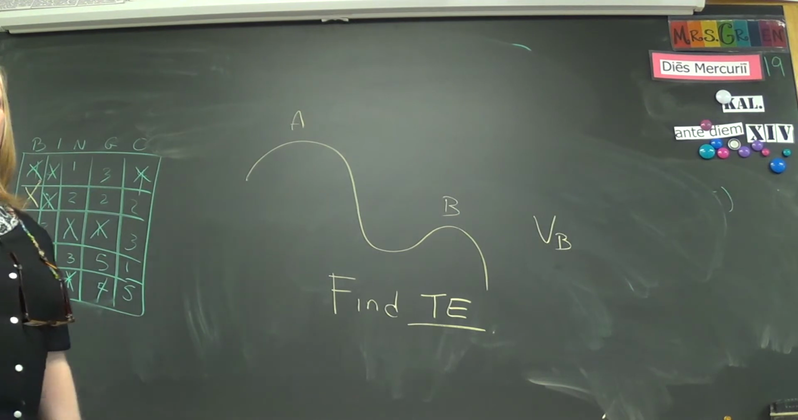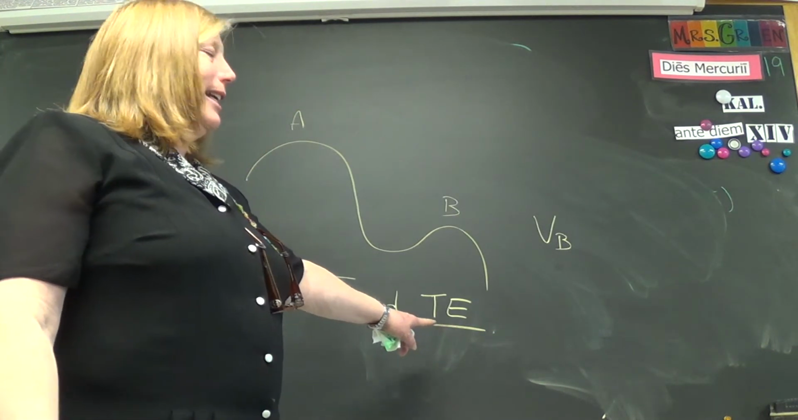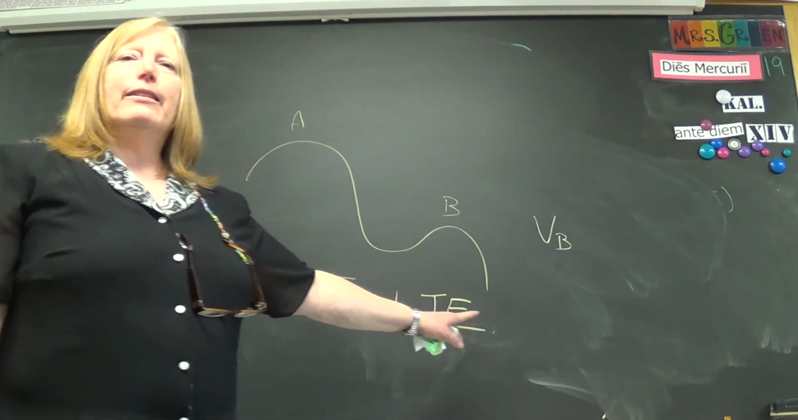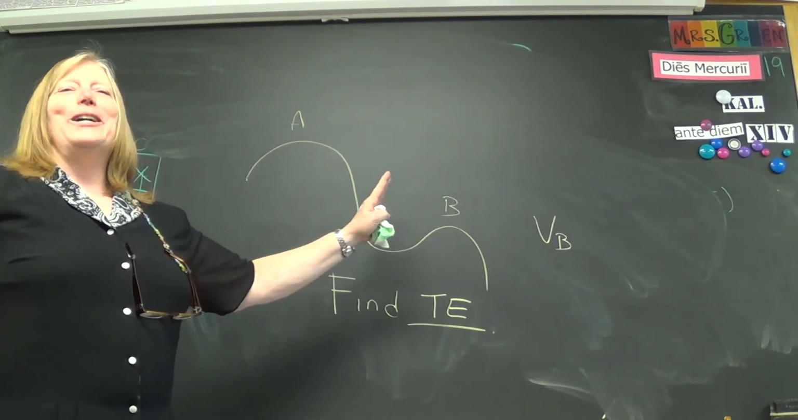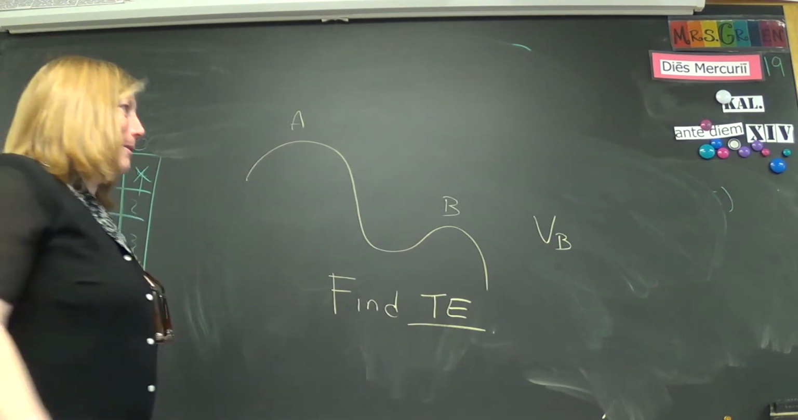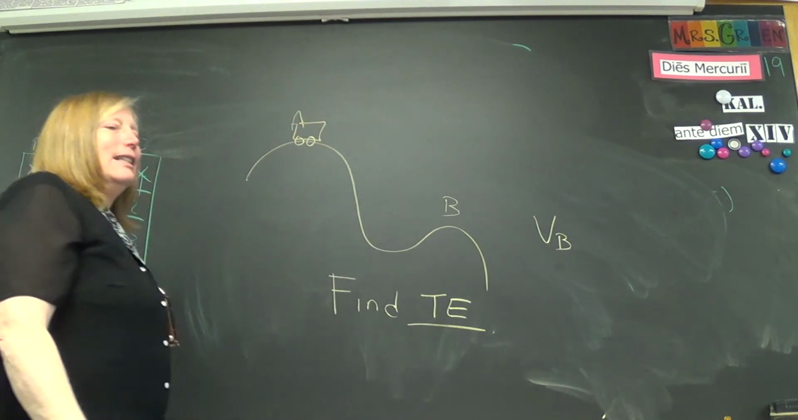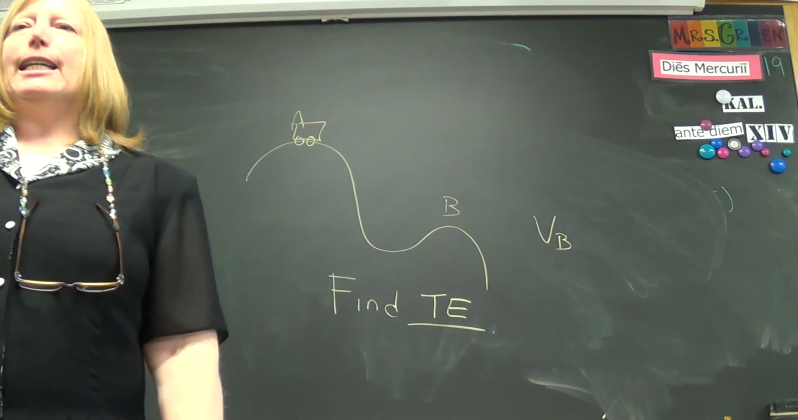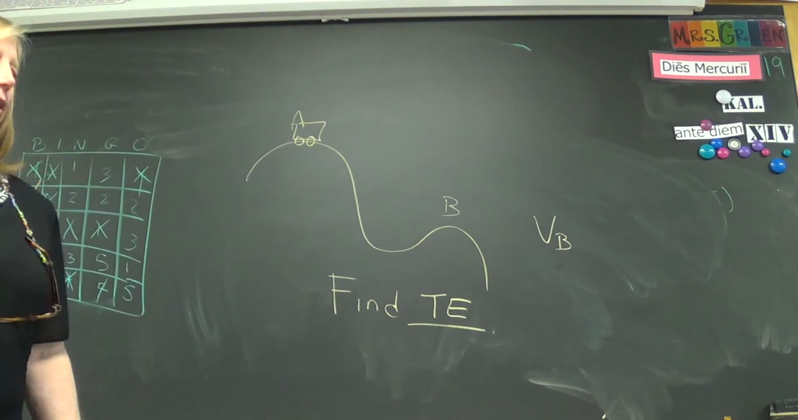Now my question is, another question related to this is, where do I go in this picture, A or B? Where do I go to find total energy in this problem? We have the car, starts out there, comes on down the pike. Where do I go to find total energy?